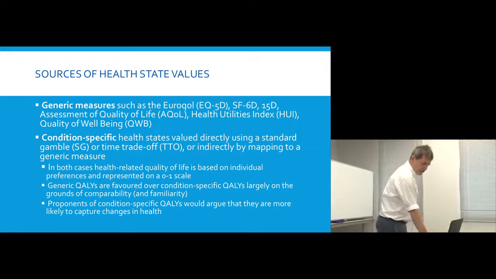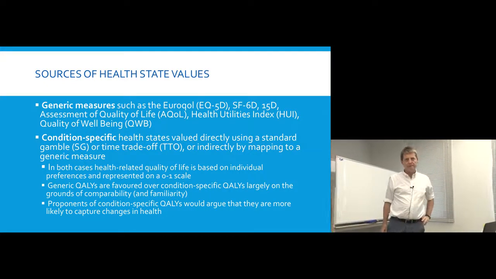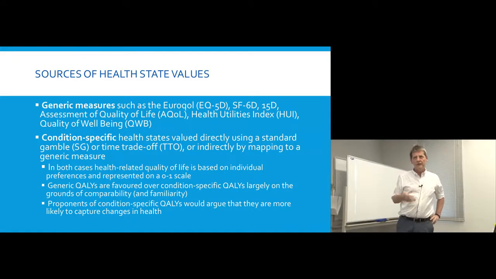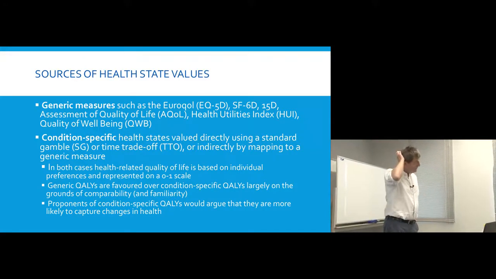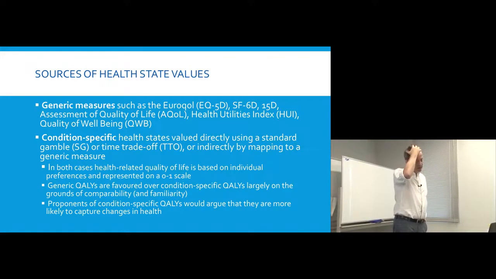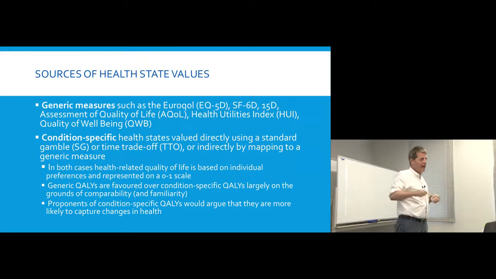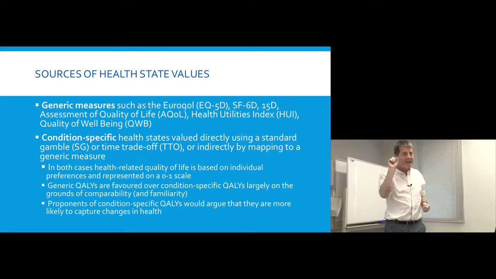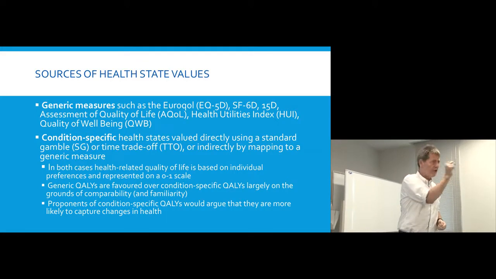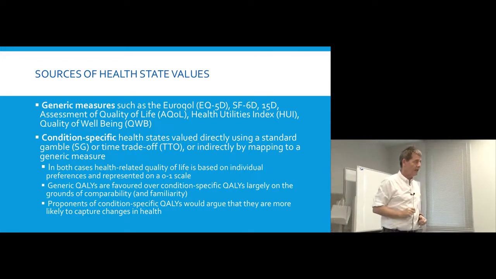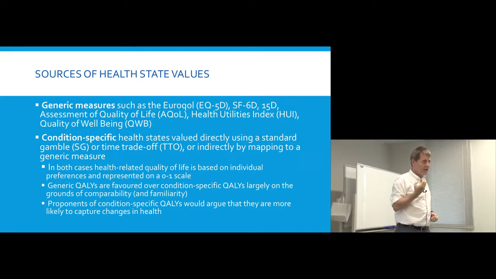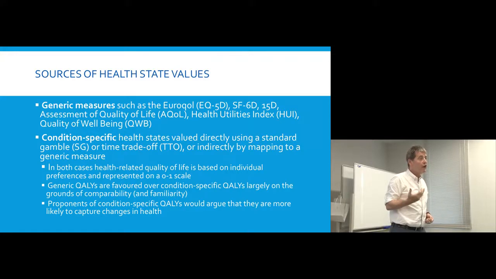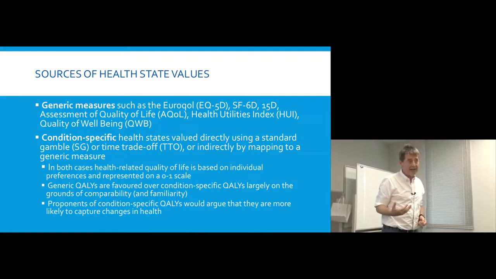Right, so what are the sources of health state values? And just to be, I hope, explicit as to what a health state value is: a health state is simply a description of somebody's health, and the health state value is a number we want to attach to being in that health state. And this number is going to indicate relatively how good or how bad being in that health state is.